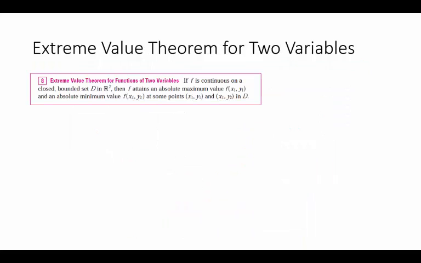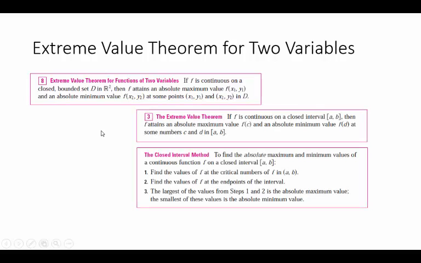Now let's take a look at the extreme value theorem for two variables. Basically, if you have a closed set D, then you're guaranteed a maximum and a minimum in your domain. If you compare that to the extreme value theorem back in Calculus 1, it's essentially saying the same thing. In Calculus 1, all we have to do is find the critical points and the endpoints, plug in those values, and then the largest value is the absolute max and the smallest is the absolute min. So it's going to be very similar.